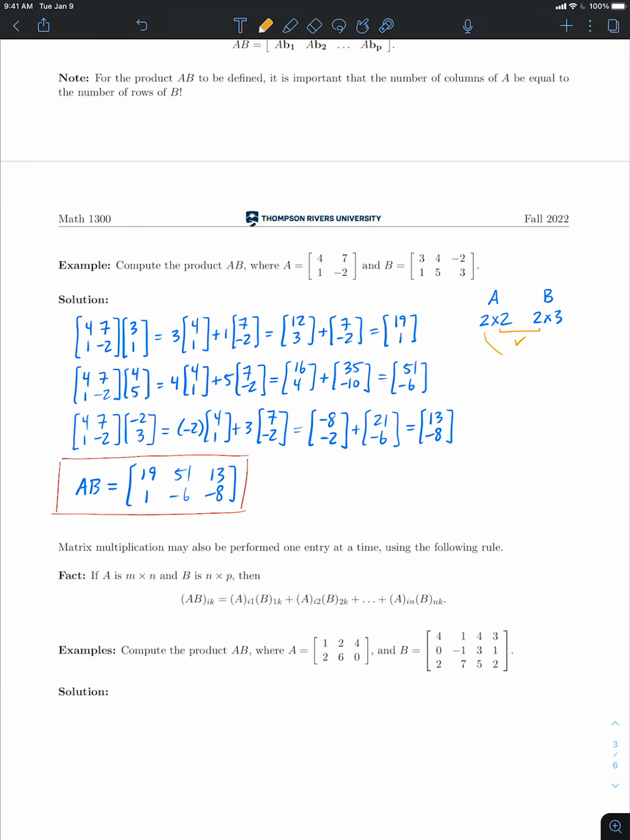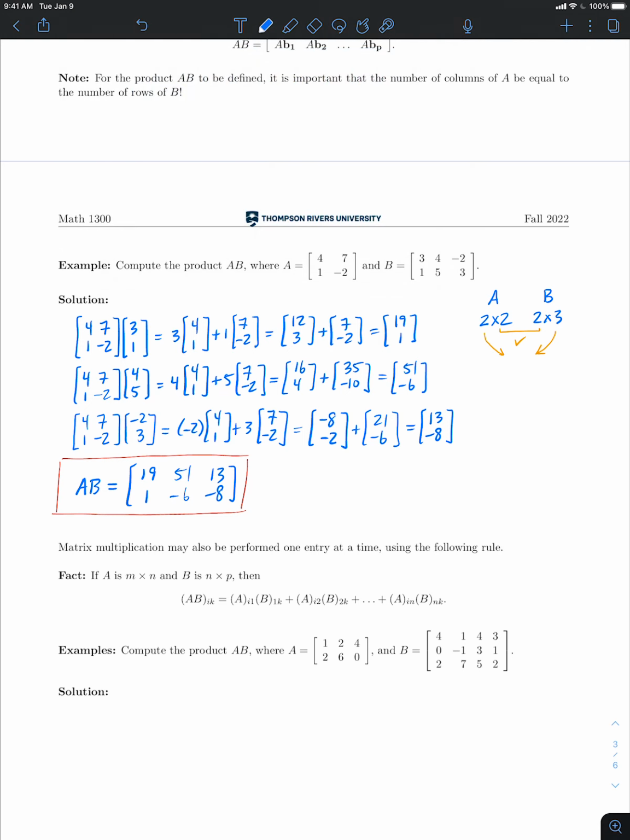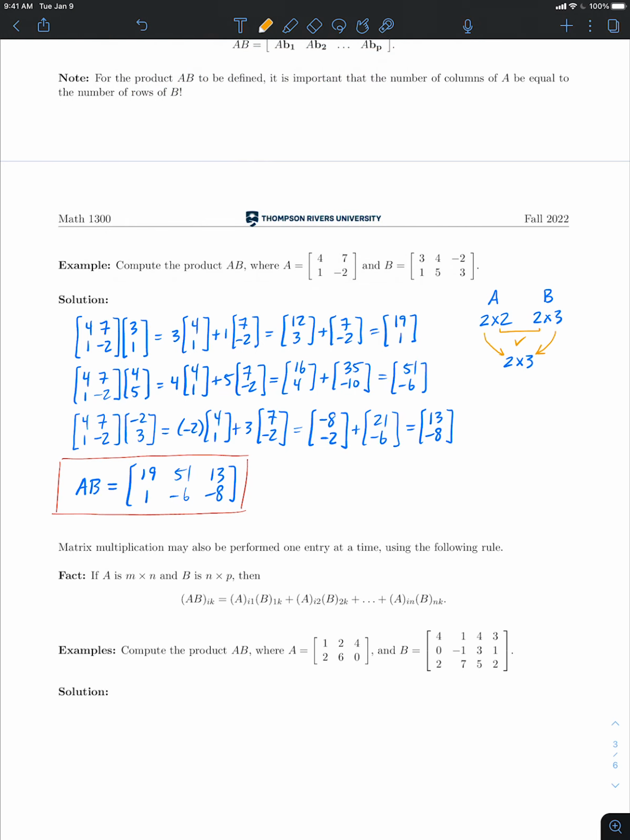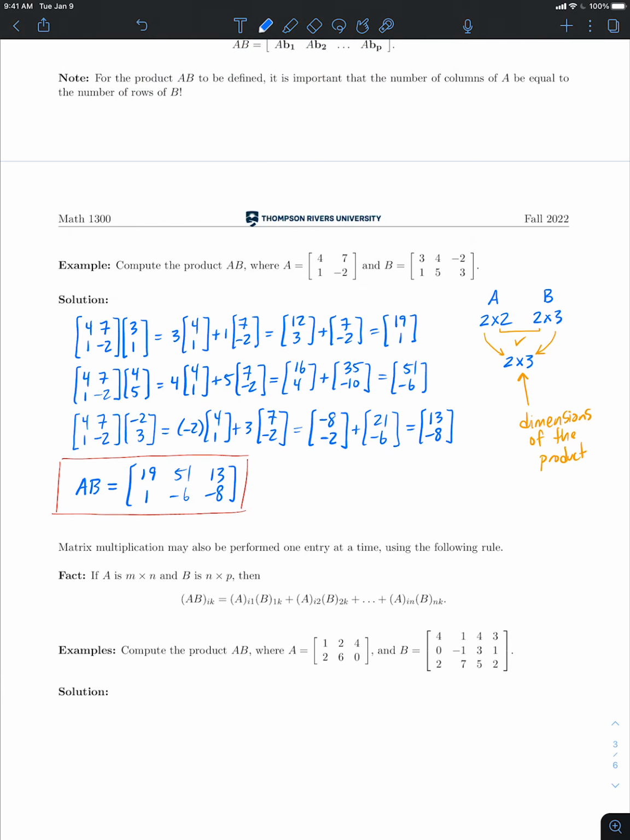But then these two outer numbers, the 2 and the 3, if I pull them down, that's going to give us a 2 by 3 result. So take those two outer numbers and they will determine the dimensions of your product. So let me just add one last annotation here. So this is the dimensions of the product. So if you ever hear me say draw the dimension diagram, I'm referring to this here.